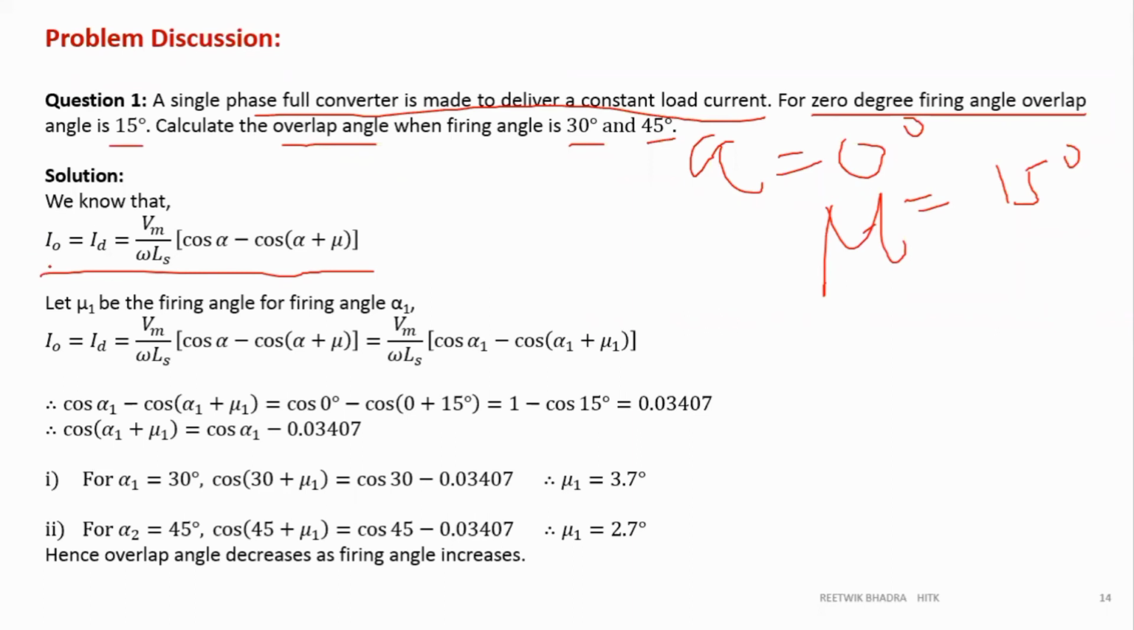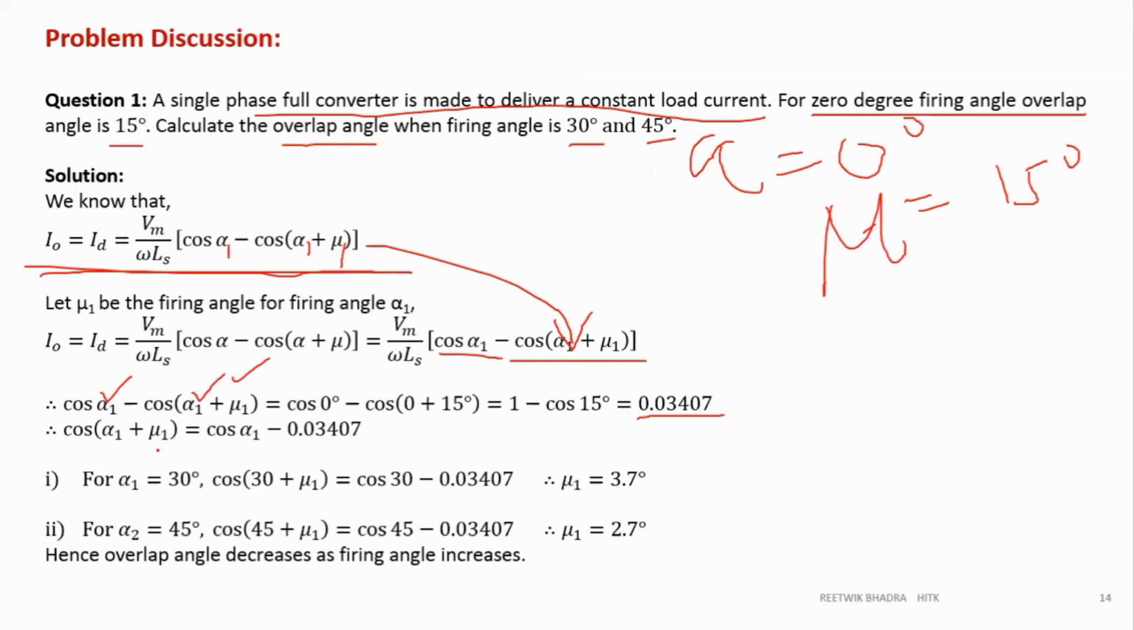According to our equation, what we'll do is substitute the value of alpha 1 and mu 1. So this will be alpha 1, this will be mu 1. So can we write Vm by omega Ls, cos alpha 1 minus cos alpha 1 plus mu 1, which I've written over here? Yes. And we know alpha 1 is 0. So this becomes cos 0, and this becomes 0 plus 15 degrees. So cos 0 minus cos 15 degree, that is 1 minus cos 15, gives you 0.03407.